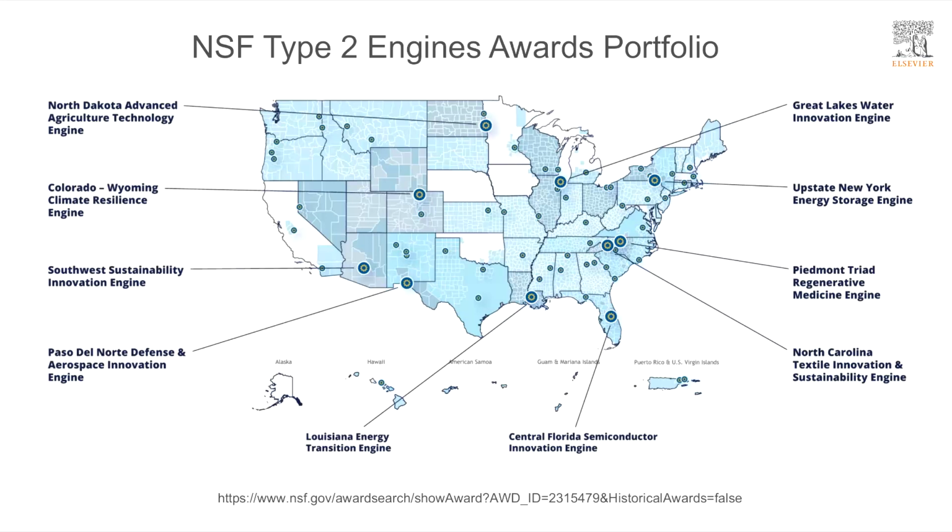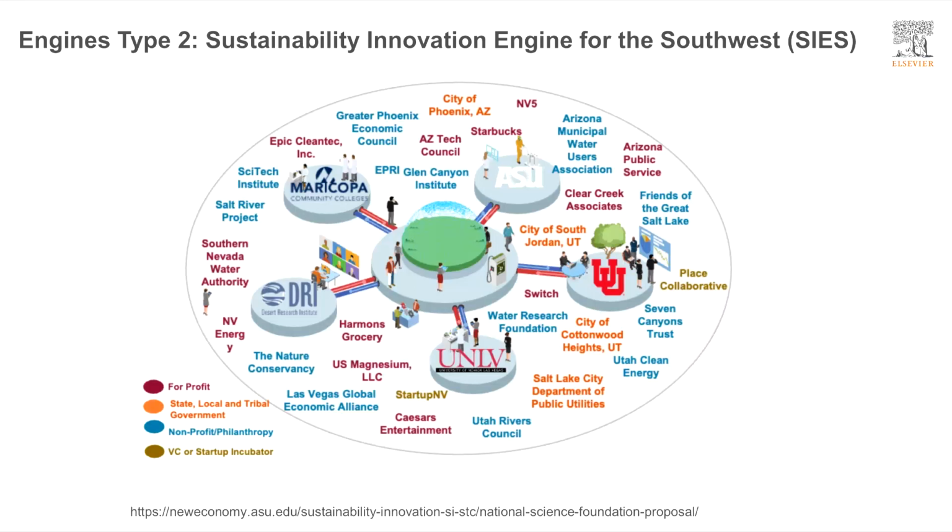And I thought it might be interesting to drill down on one of them. And so the one that I've chosen is the Southwest Sustainability Innovation Engine, which is based in Arizona. And this gives you an idea of the kinds of coalitions that were put together to create this winning proposal. There are universities that are at the core of this: Arizona State, University of Utah, University of Nevada, Las Vegas.